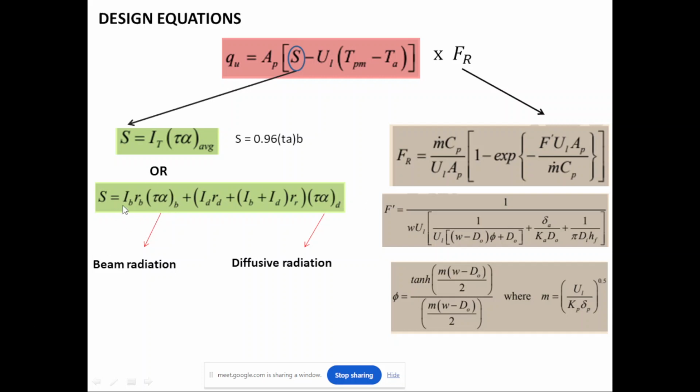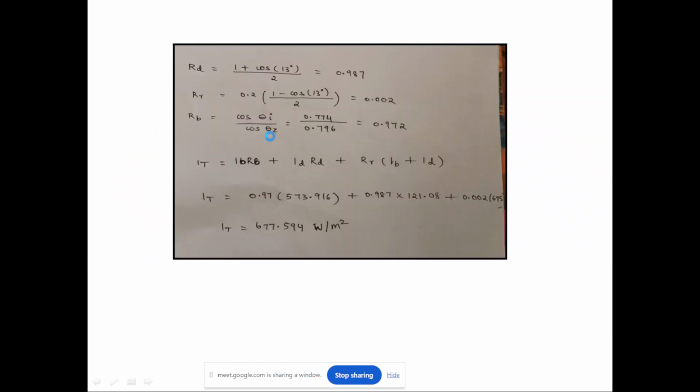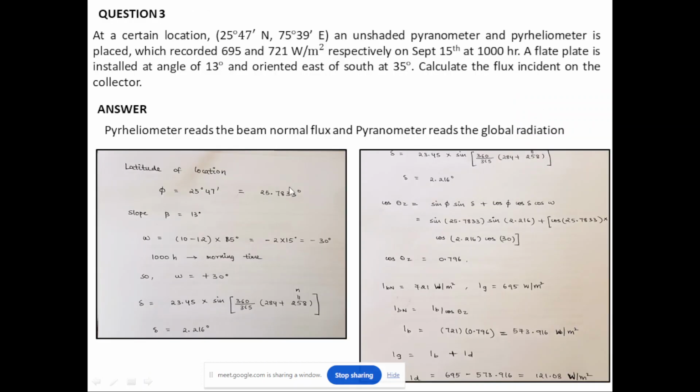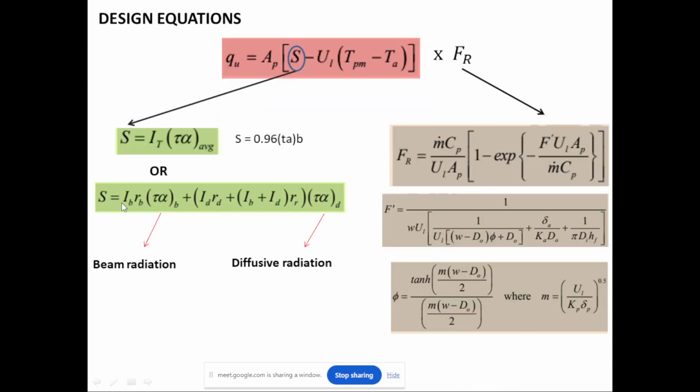If you remember, the reason why I said this calculation is very important is because of this. You need to know the value of IB, RB, ID, RD, IB plus ID. You have to have a very good understanding of these values, so that you will be able to calculate the value of S, and this S value will directly influence your QU. Your QU will directly influence your efficiency. So if there is any mistake here, then that will affect your S, which will affect your QU and indirectly the efficiency. So these parameters have to be very precisely calculated.